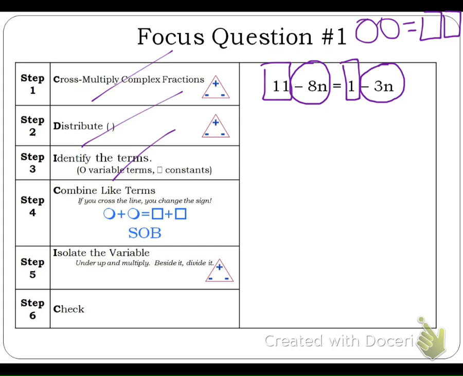It's a square, and it's currently on the left-hand side of the equation. We want it to be on the right-hand side of the equation. So we need to move it. So you change its sign. And whatever you do to one side, you do to the other.